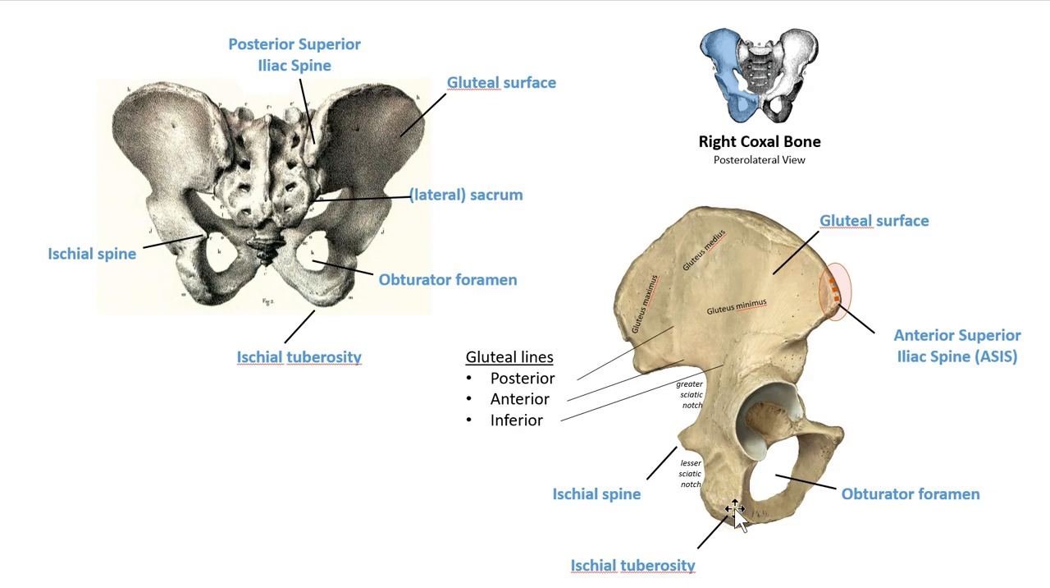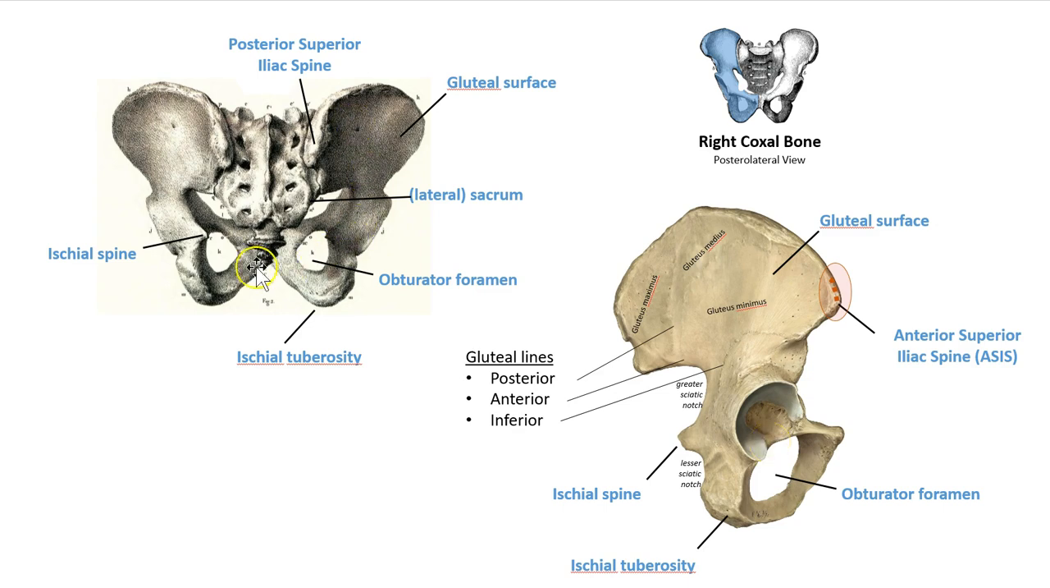So what structures make up the obturator foramen? Well, we have the body of the pubic bone, the superior and inferior pubic rami, the ischial ramus, the ischial tuberosity, the body of the ischium, which is more up in this region, and the lower margins of the acetabulum.